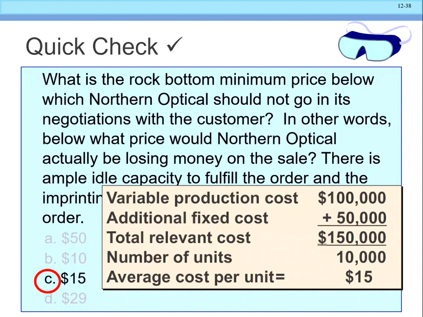If the customer offers 16, then we are better off. If the customer offers 17, much better. If the customer offers 14, reject outright. If the customer offers 15, that's like break even. We are not making a profit. We are not making a loss. So we can then put other considerations.